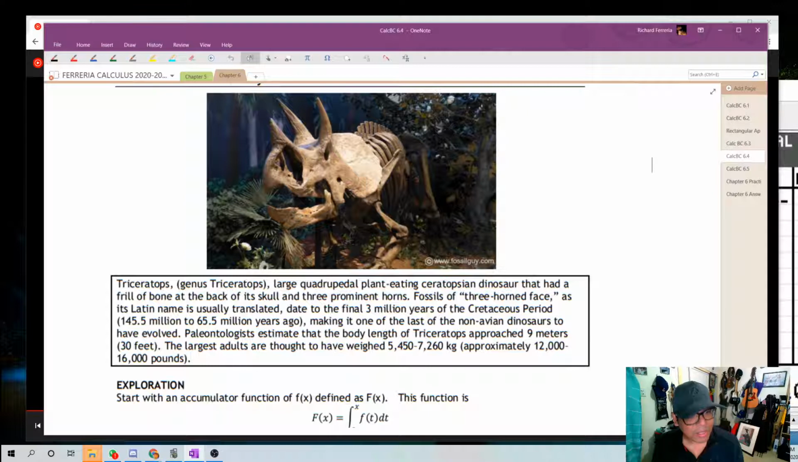Paleontologists estimate that the body length of the Triceratops approached 9 meters, about 30 feet, and the largest adults are thought to have weighed 5,000 to 7,000 kilograms, or 12,000 to 16,000 pounds. That's a heavy, big animal.